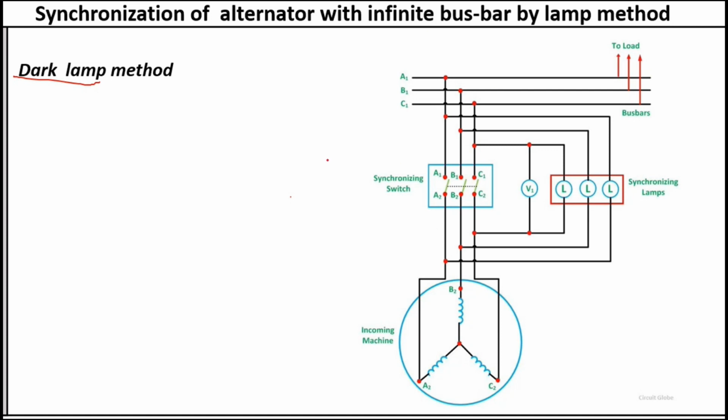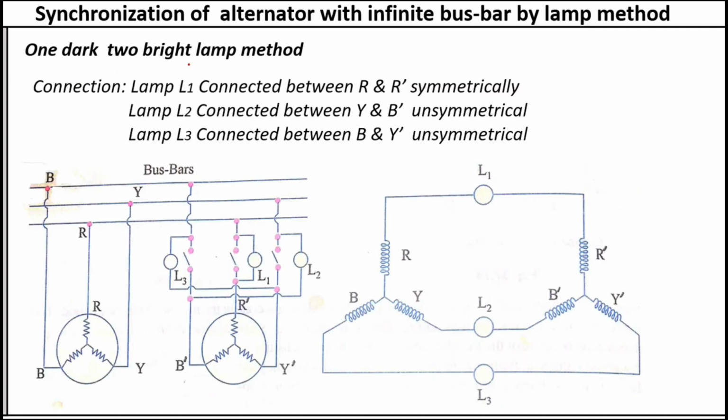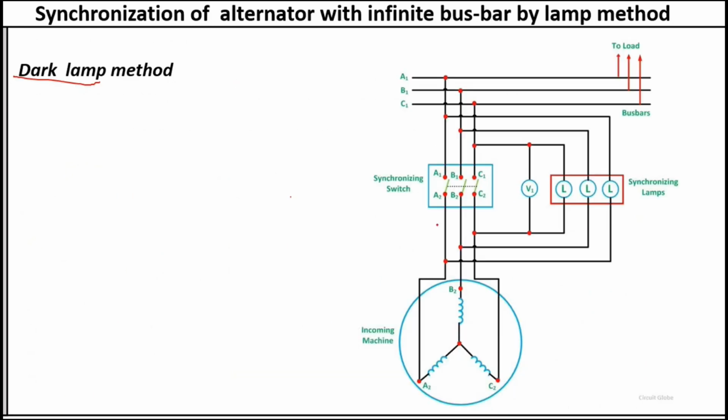Okay. Now the next method is the one dark and two bright method. So what is happening in this case? Generally, suppose a frequency mismatch is there and a little bit of voltage difference.